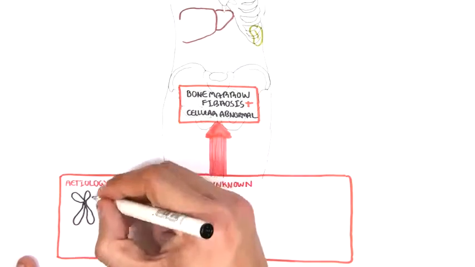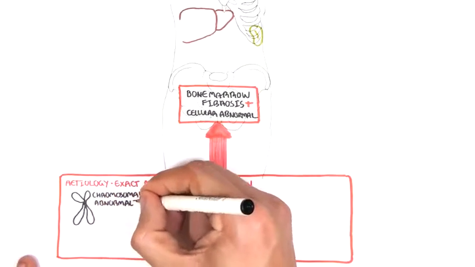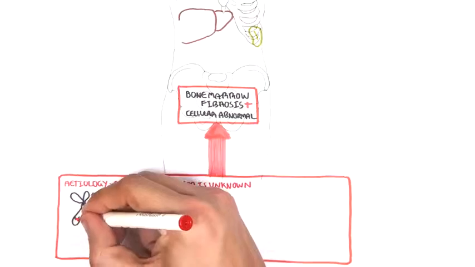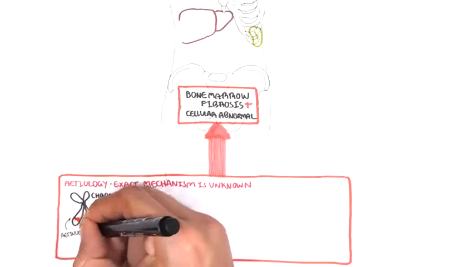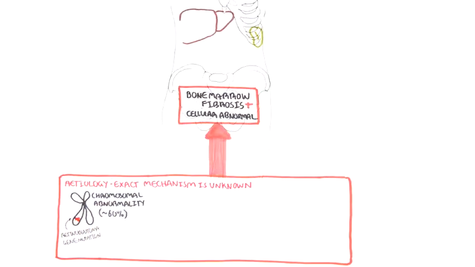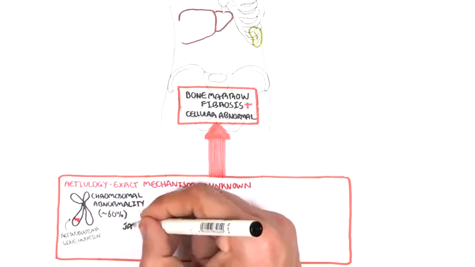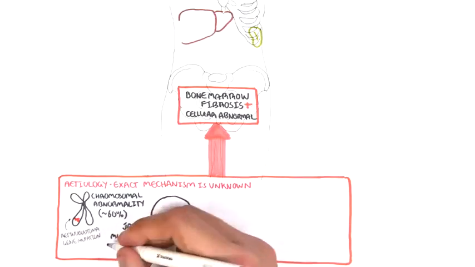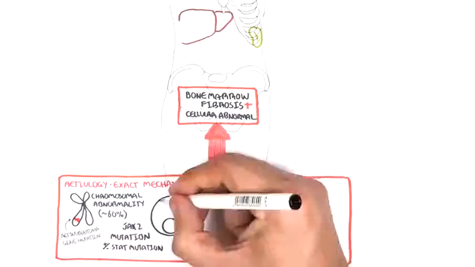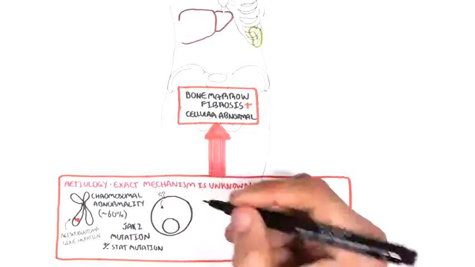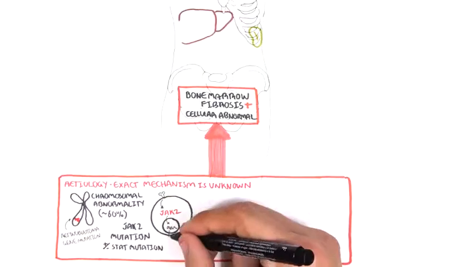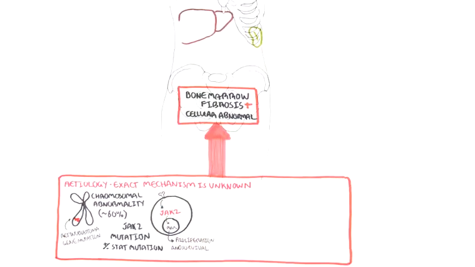identified. For example, there are chromosomal abnormalities that are found in up to 60% of cases. A common example is a mutation of the retinoblastoma gene, for example. Another common finding is a JAK2 mutation with or without the STAT mutation. Now, the JAK2 STAT mutation is a signaling pathway within cells that essentially allows the cells to proliferate and to survive.